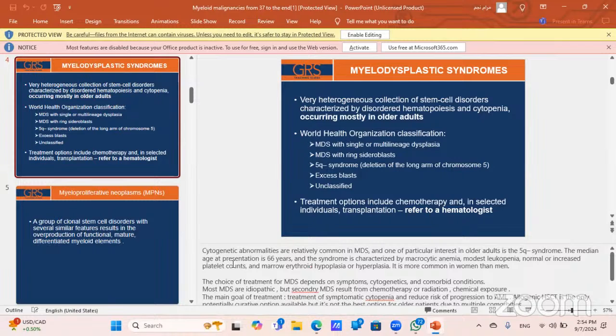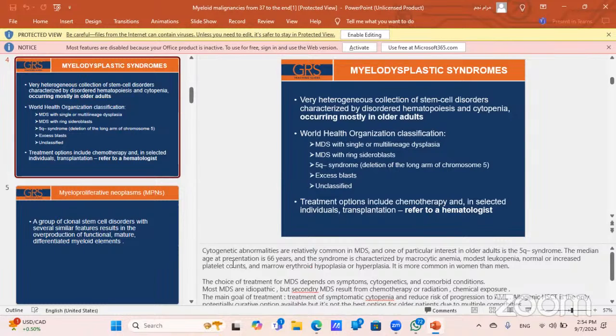The first topic is myelodysplastic syndromes, which are a very heterogeneous collection of stem cell disorders characterized mainly by ineffective hematopoiesis and dysplasia, hypercellular bone marrow, along with peripheral blood cytopenias, and that occur mostly in older adults. Patients present with symptoms of cytopenias like anemic symptoms, exertional dyspnea and easy fatigability, tachycardia and palpitations, also bleeding tendency secondary to thrombocytopenia, and recurrent infections secondary to leukopenia.